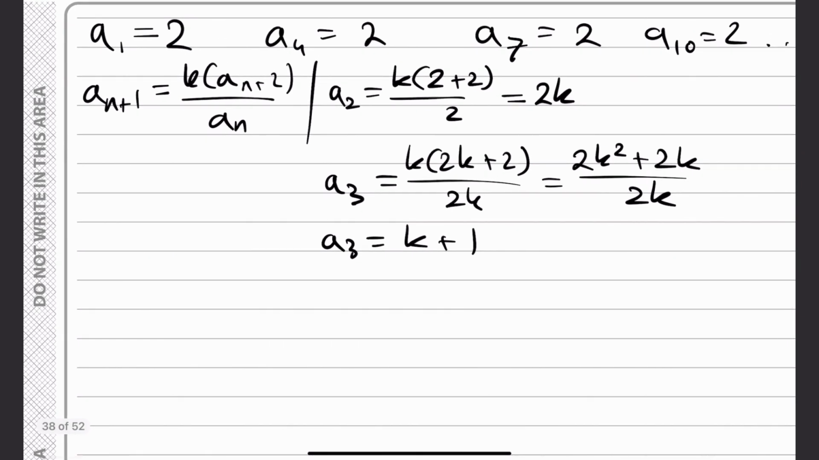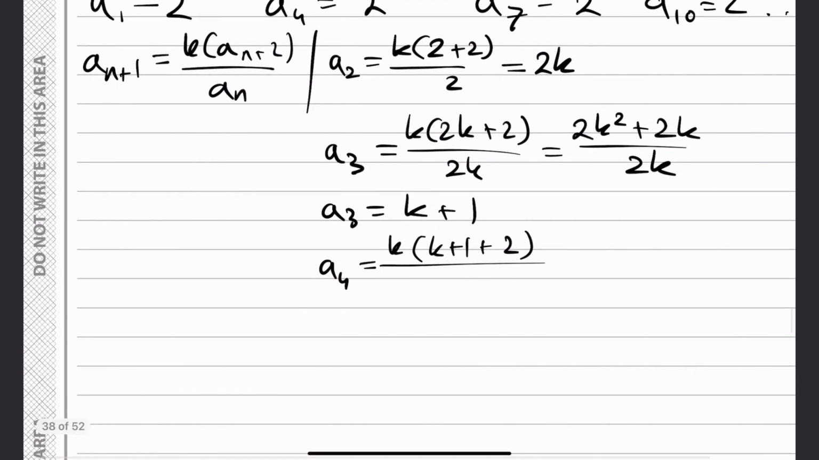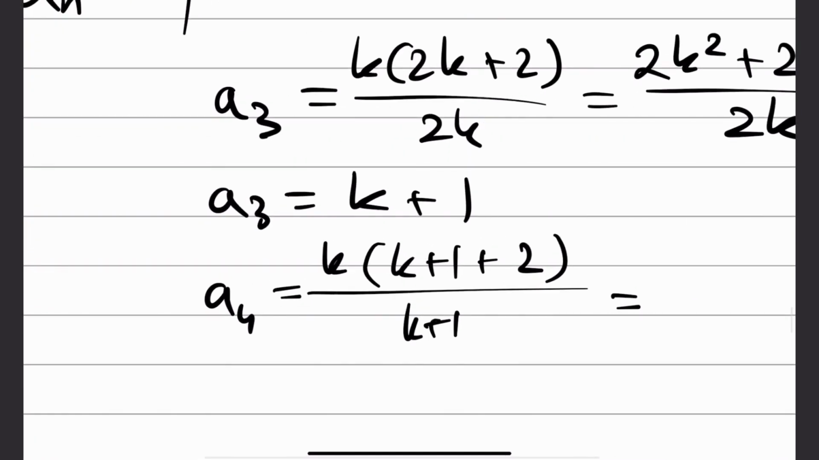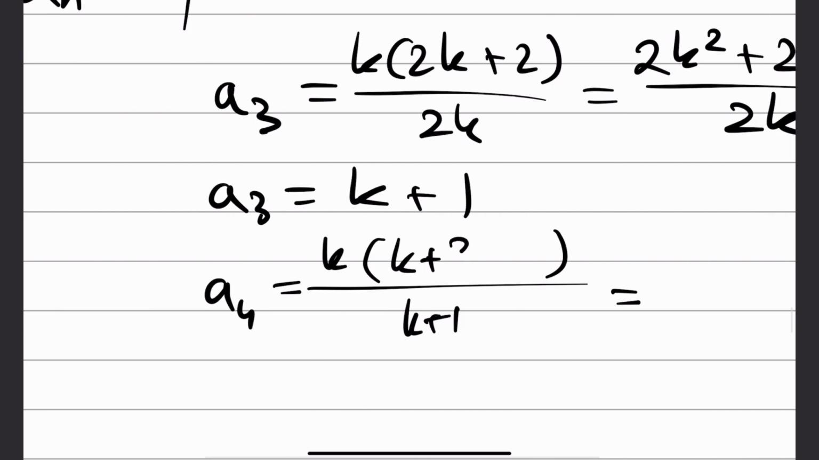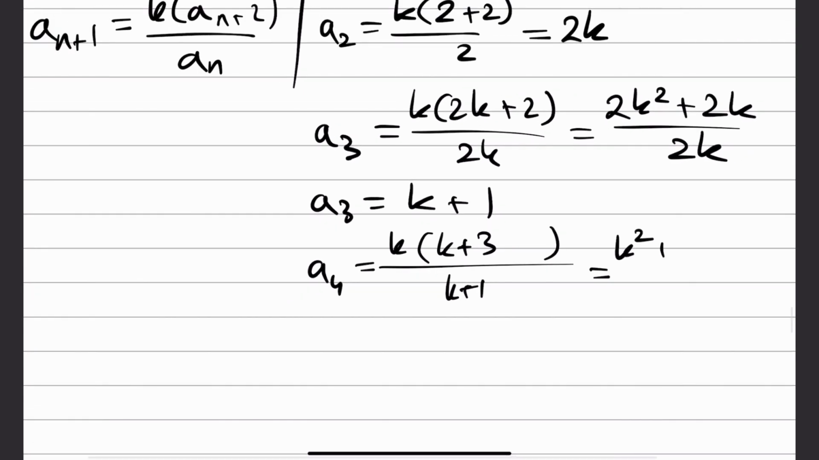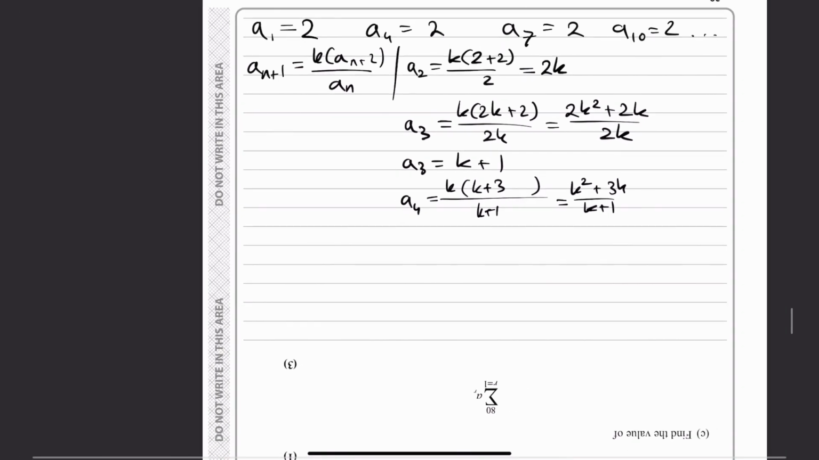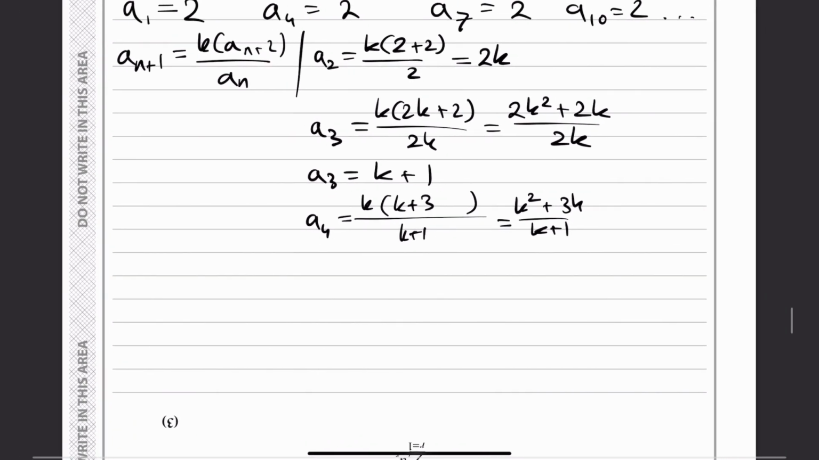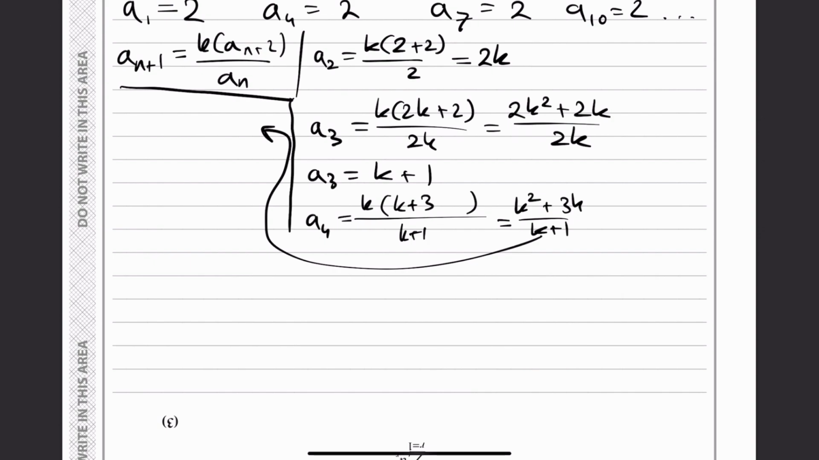And therefore A of 4 is equal to k times (k plus 1 plus 2) over k plus 1. So that's just, I'll rub this out and put that as equal to plus 3. So k squared plus 3k over k plus 1. I don't think I can simplify this, but luckily we know what A of 4 is. So I just bring this over to here. I know it's getting a bit messy, so I'll try and box stuff off, make it a bit clearer.